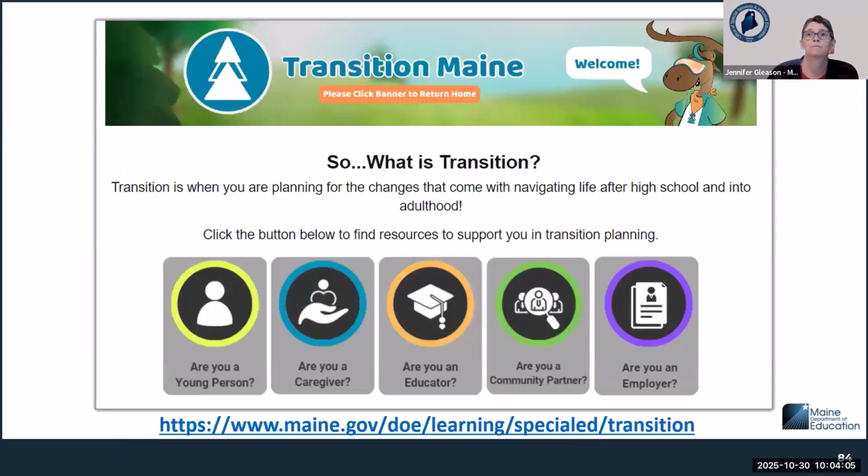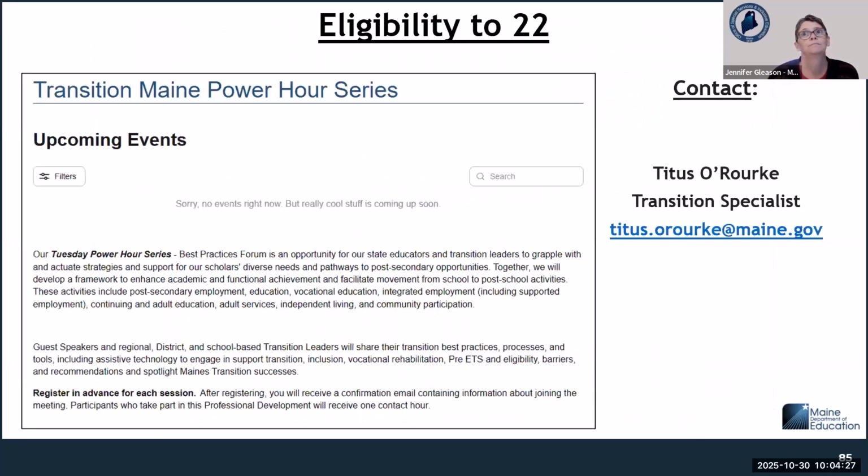So this is Transition Maine. This is where you will find a lot of free transition assessments and all kinds of other cool stuff. It's hard to find on the DOE website. Like many things are hard to find on the DOE website. So I would go to this link and bookmark it so that you can always find it.